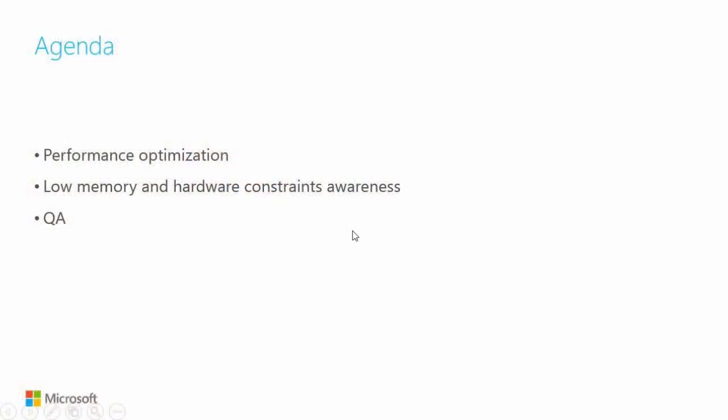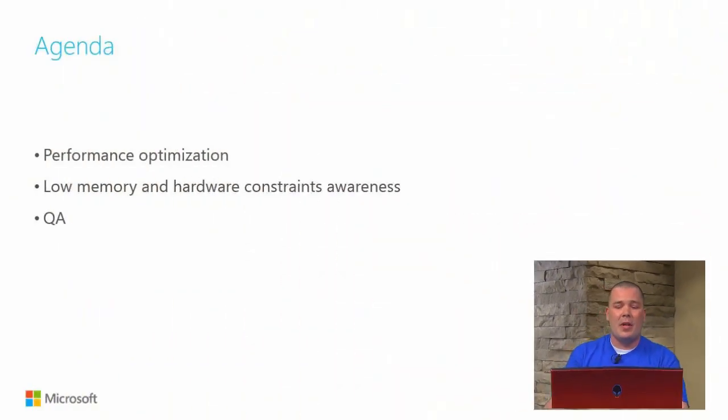So in this session, we're going to talk a little bit about performance and optimization and how we can build our apps to better use the devices and do some cool stuff. So we'll jump right in. This is our agenda for this session. First thing we're going to do is talk about performance optimization. After that, we'll talk a little bit about low memory and hardware constraints. Followed up, if we have enough time, we'll do a quick Q&A.